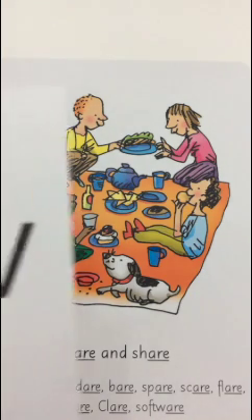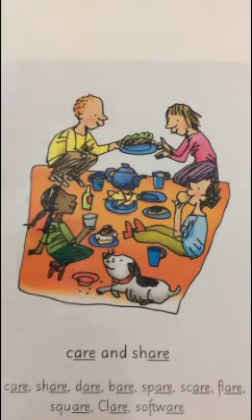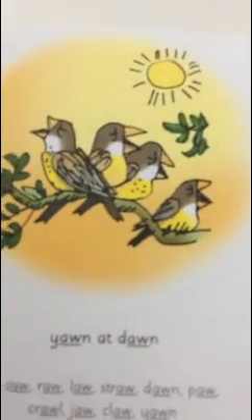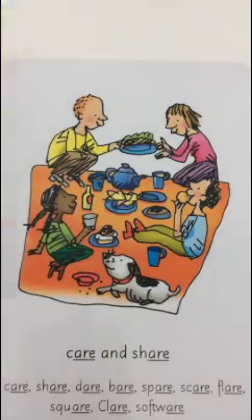Do you remember the sound we learned yesterday? It was or, with an a and w. Or, yawn at dawn. And today we are going to learn another new sound. It's a trigraph. Three letters and one sound.